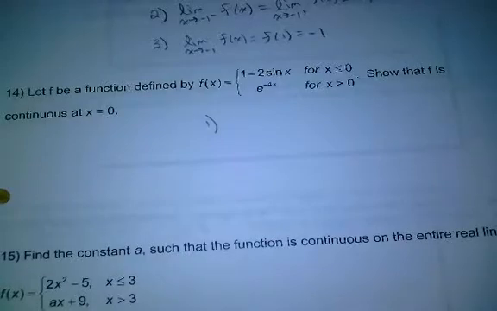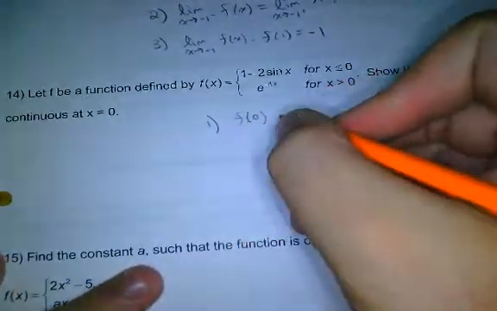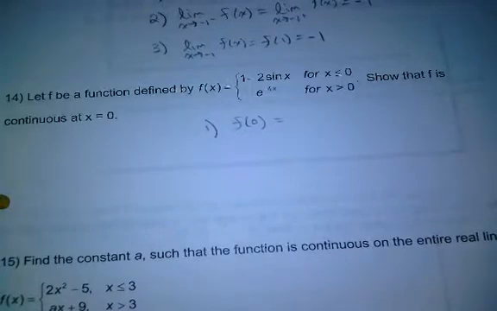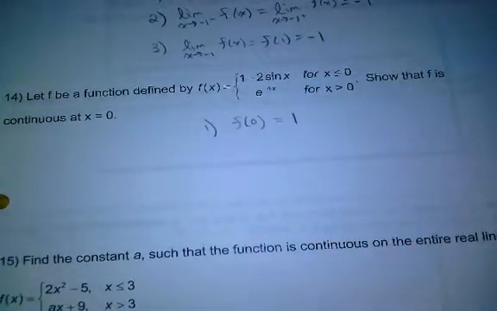Alright, let's go for it. So let's plug in a 0. So let's do f of 0. Is that the top one or the bottom one? Top one, because we got the equal sign. So what is sine of 0? It's not 1. Sine of 0 is 0. What's 2 times 0? What's 1 minus 0? It's 1. Yeah, we really need to know all those trig functions.